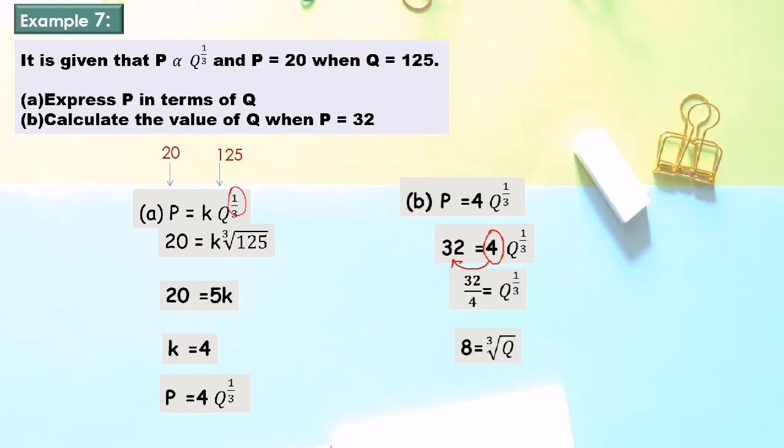So 32 over 4 equals to 8. 8 equals to cube root of Q. Now you need to find the value of Q, so the opposite of cube root is cube power. So Q equals to 8 to the power of 3. The answer is 512. Q equals 512.